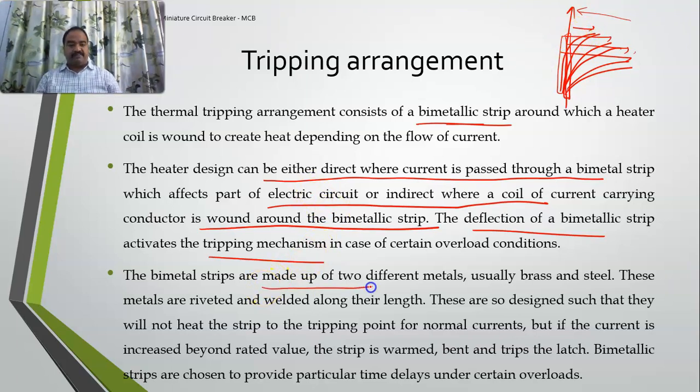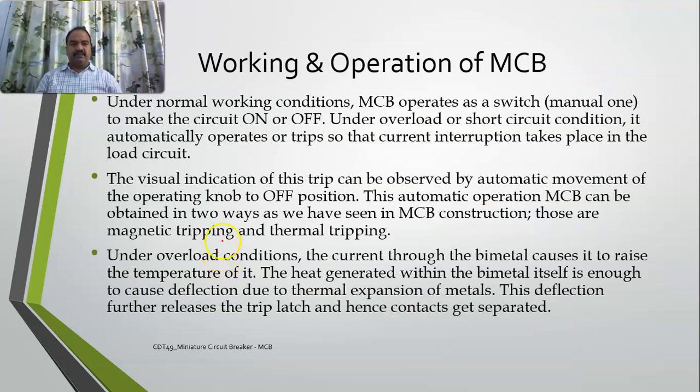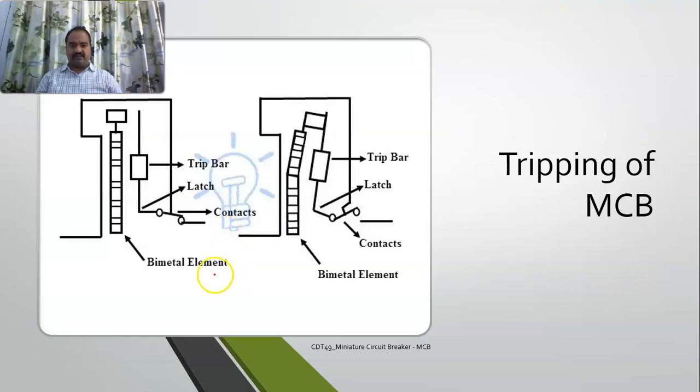So the bimetallic strips are made up of two different metals. Normally, brass and steel will be employed. They will be riveted and welded along their length. Two materials clubbed into one piece. Okay, so I won't go deep into this bimetallic strip. Let's see how it is going to work. See, this is a bimetallic strip. Normally, this is the way. This is the trip bar, this is the latch, and these are the contacts.